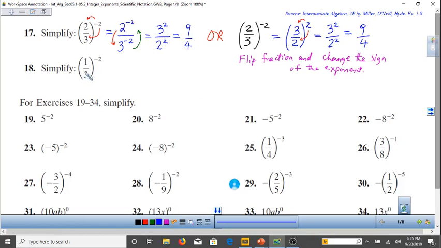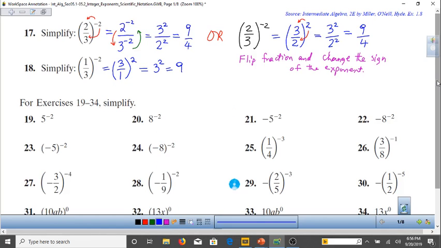I'd like you to try this one on your own. You can pause the video and then attempt it. So now let's go on and do this one. What I'm going to do is do the second method. I'm going to flip the fraction and change the sign of the exponent to a positive. Then I'm going to distribute this. Well, this is just the same as 3 squared. 3 over 1 is just 3 squared. 3 squared is 9.